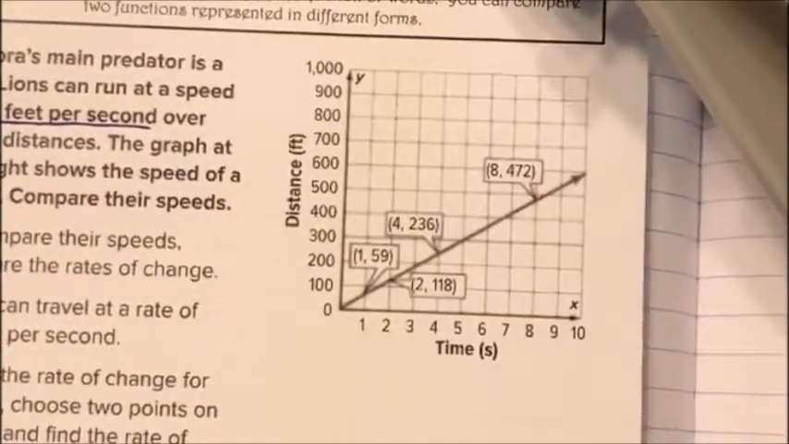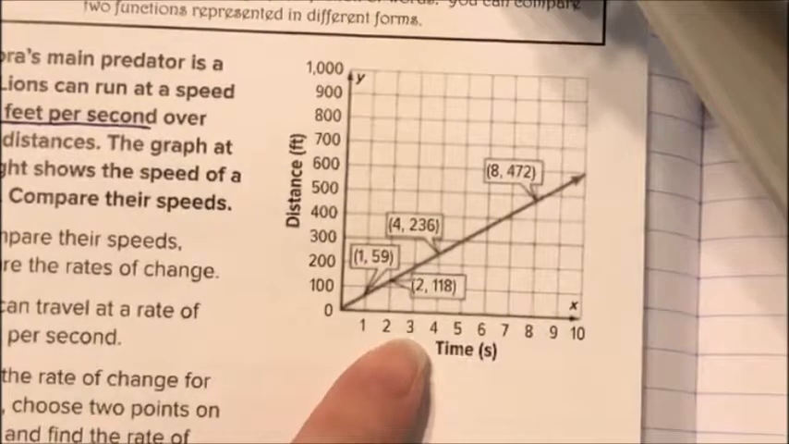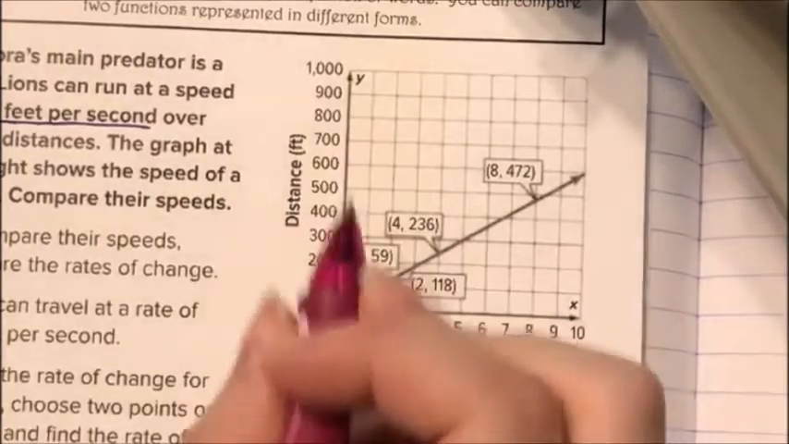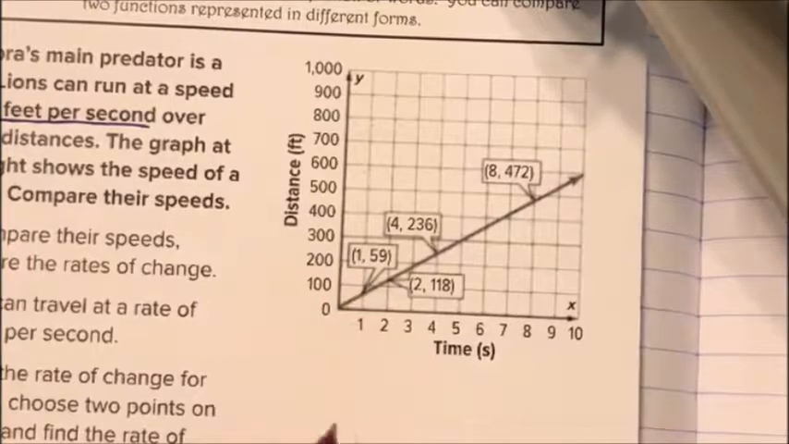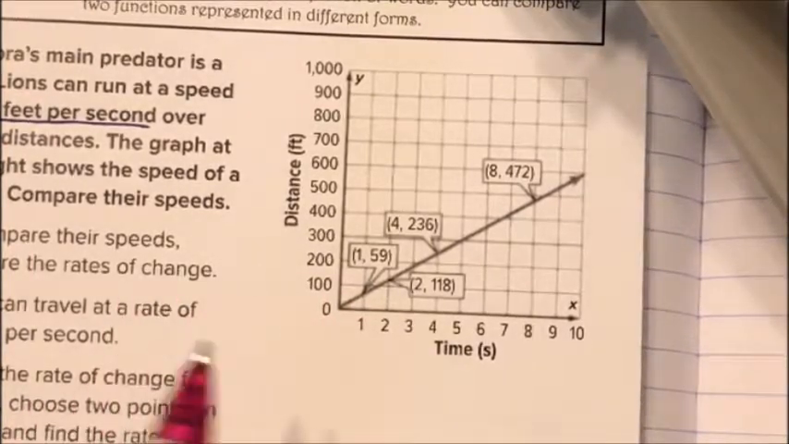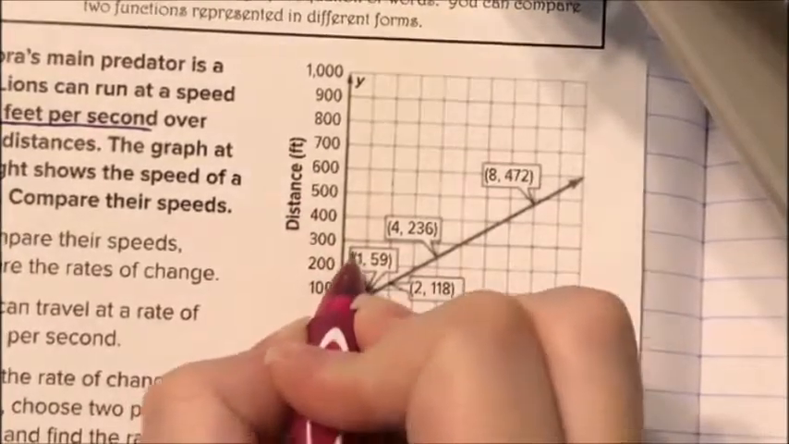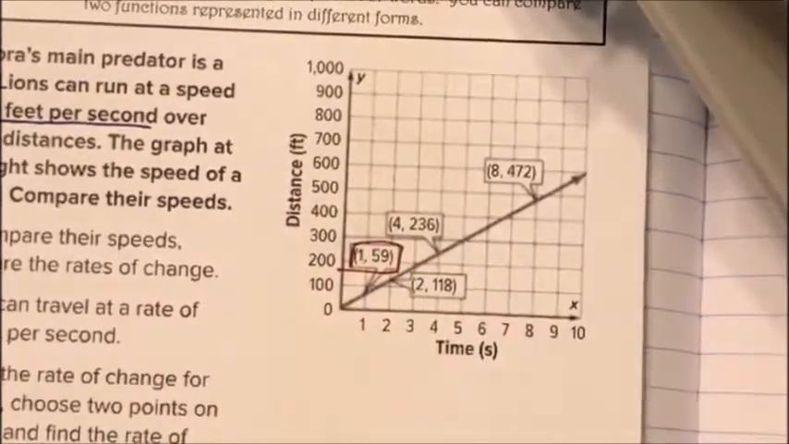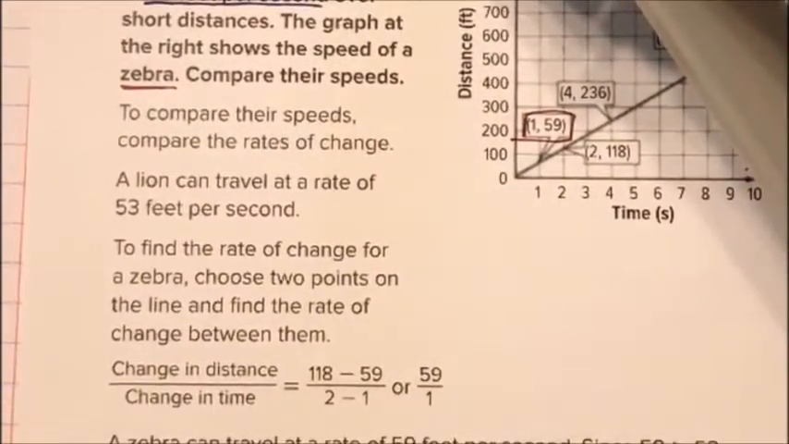So if I look at my table here, or my graph, this is for my zebra. Okay, so this is my graph for my zebra. So this tells me a zebra can run 59 feet per second, right? So I'm comparing their rates of change. So here's my zebra. Okay. A lion can travel at a rate of 53 feet per second.